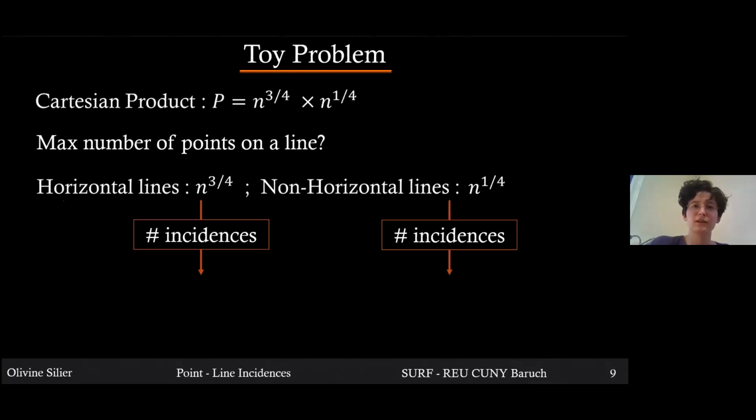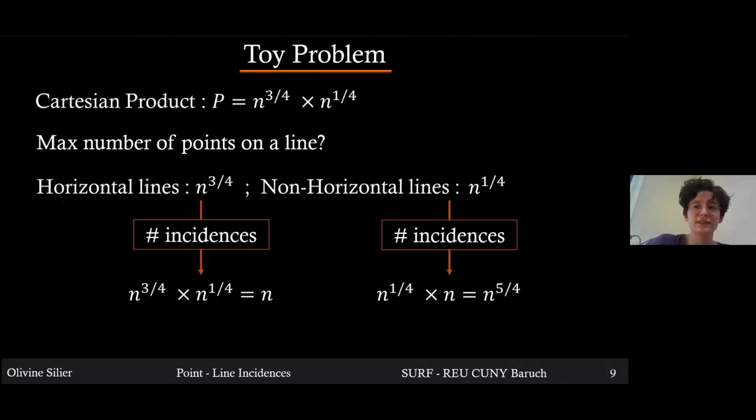So then counting the total number of incidences, you can get at most n incidences from the horizontal lines, because you have only n to the 1/4 rows. And then from the non-horizontal lines, you can get at most n to the 5/4 incidences, because you have at most n lines, because we're still assuming that we have n points and n lines.